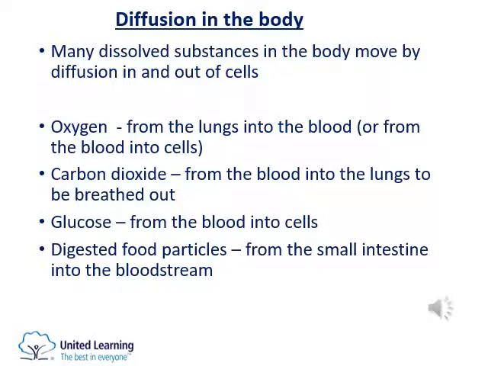We have glucose as well, which moves from the blood into our cells, so it's moving from a blood cell into another cell. And then also digested food particles from the small intestine. When you eat something and you digest it and it gets into the small intestine, around the small intestine is the bloodstream, and the digested food particles will move from the small intestine cells into the bloodstream.